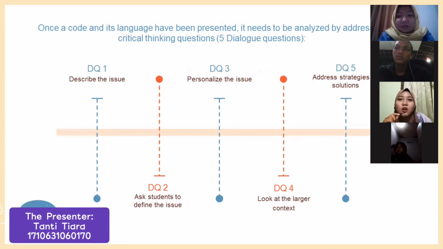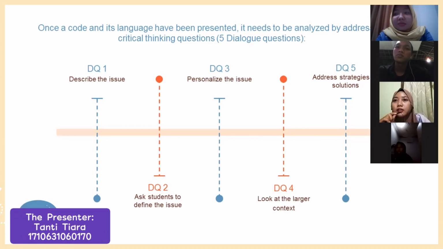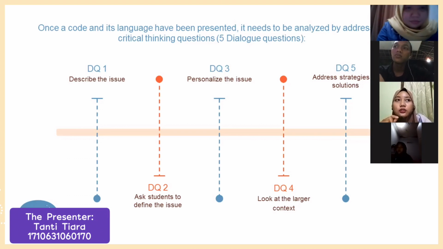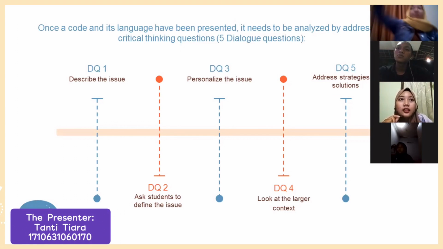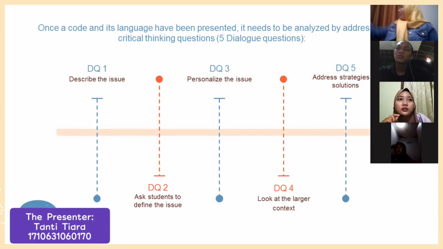Yes. Once a code and its language have been presented, it needs to be analyzed by addressing critical thinking questions or 5 dialogue questions. The first is describe the issue. By asking these questions, the teacher is presenting a point of view that in order to improve our lives, we all must ask critical questions.